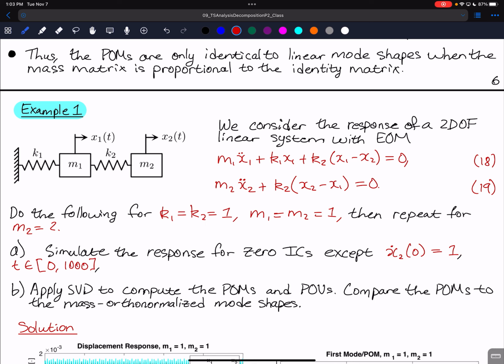We're going to set everything equal to 1 in the first case, and then we're going to do part A and part B. Then we're going to repeat it for when m2 is equal to 2 instead of 1. So in the first case, the mass matrix will actually be the identity matrix, and in the second case, it will not be an identity matrix, and it will not be proportional to an identity matrix.